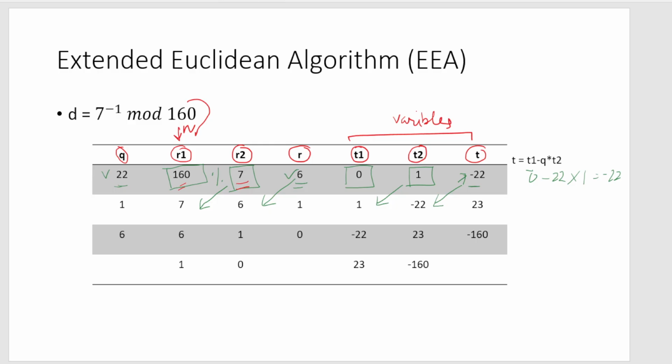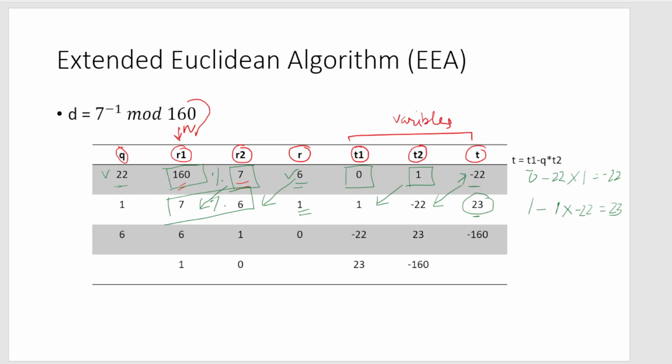Now what you do is the division of 7 by 6, so 6 times 1 is 6, and you will get a remainder called 1. Again you will update T2: T1 value is 1, minus Q value, which is again 1, times T2, which is minus 22, so you get the value 23. So this is the value you got in T2, right?